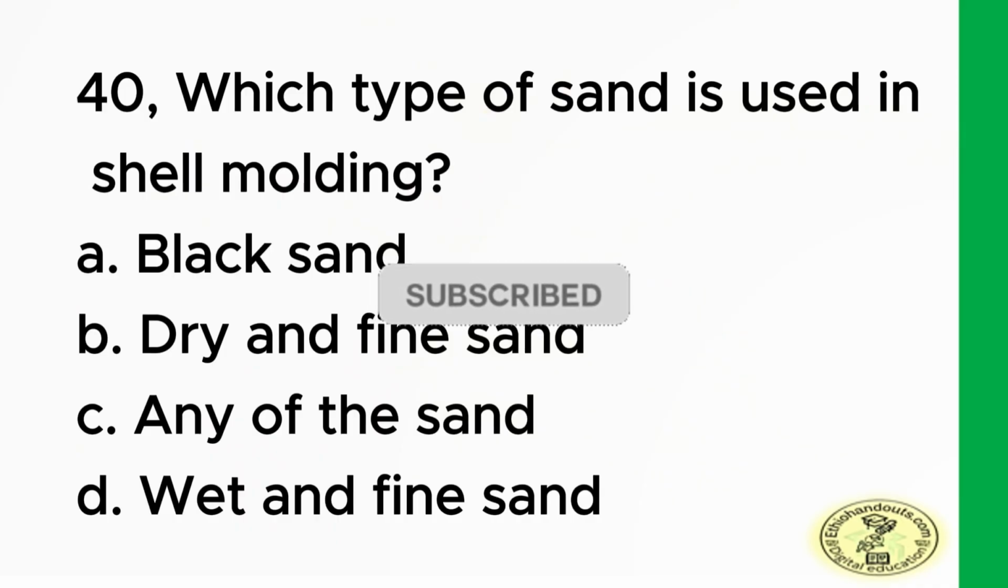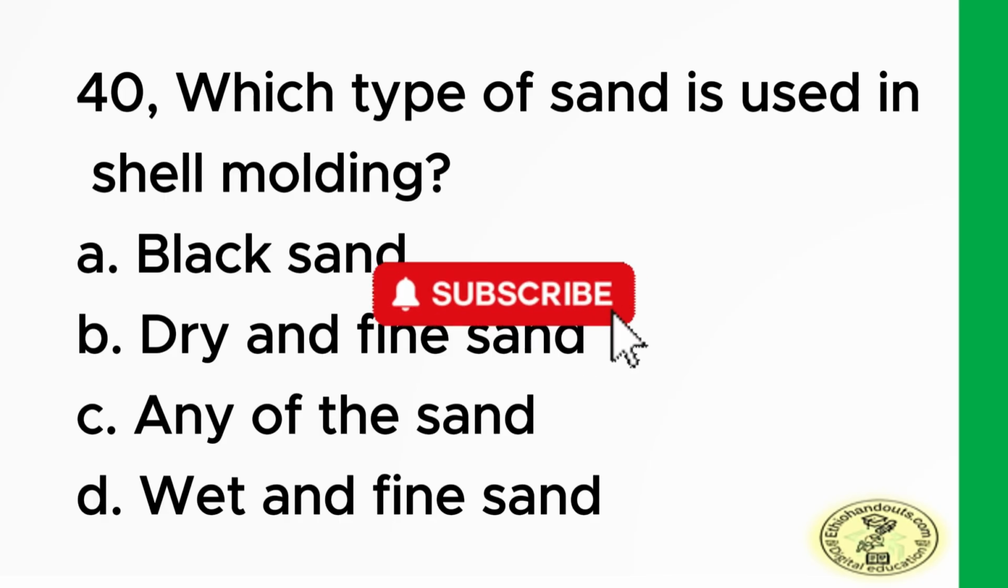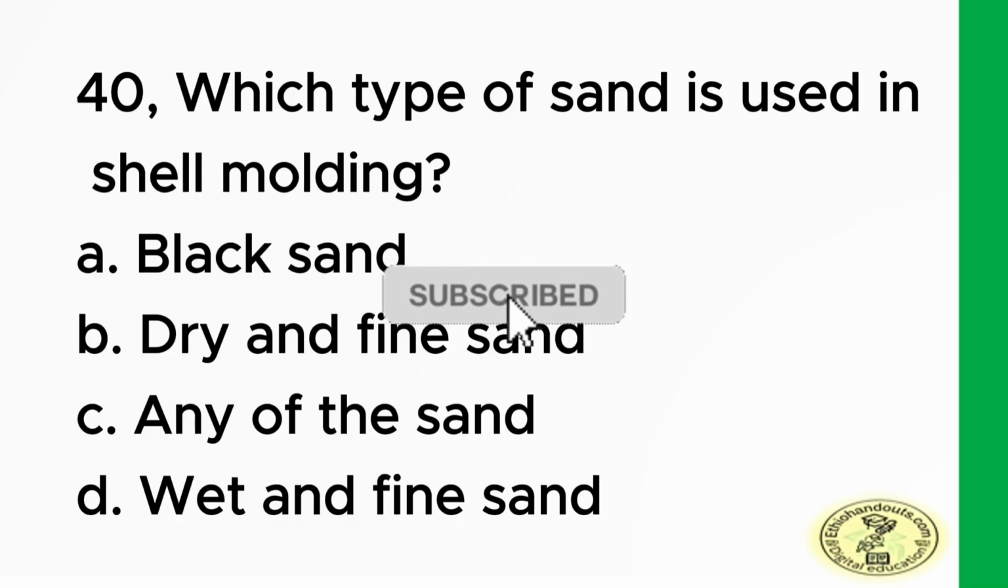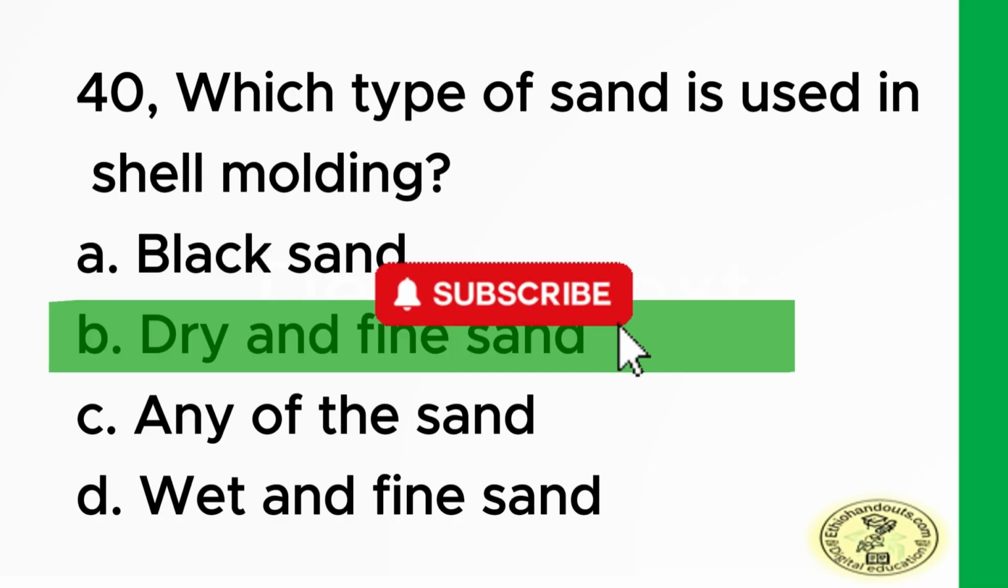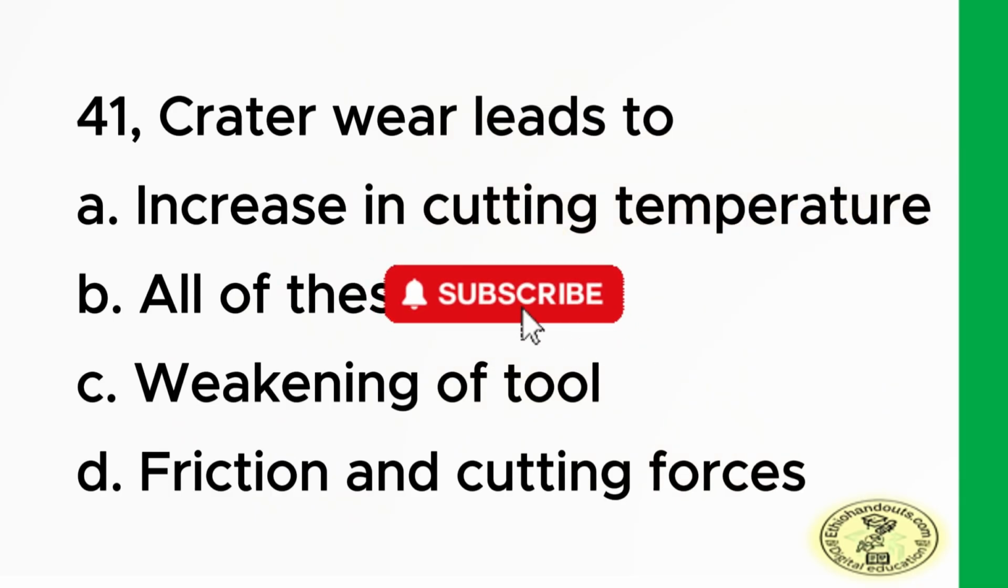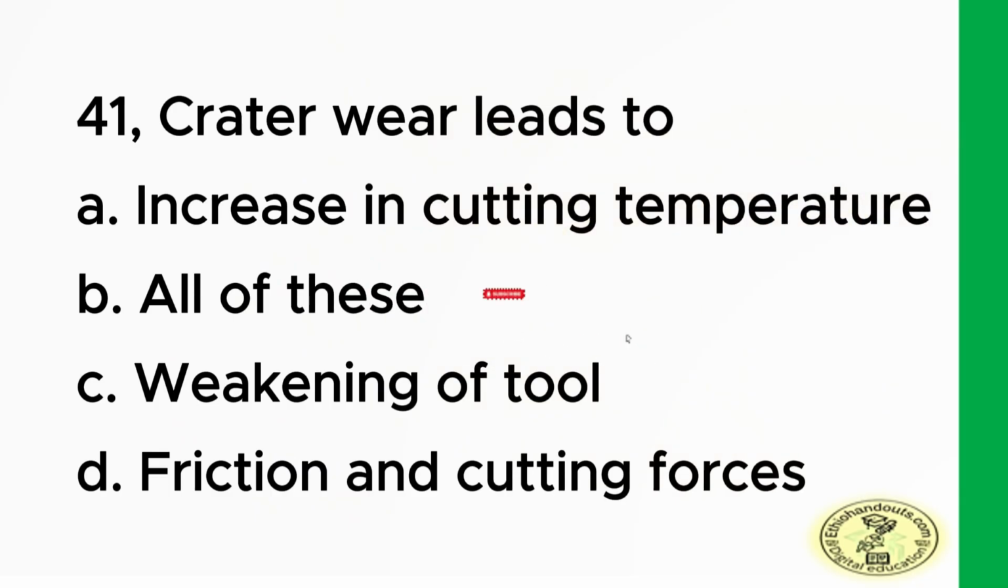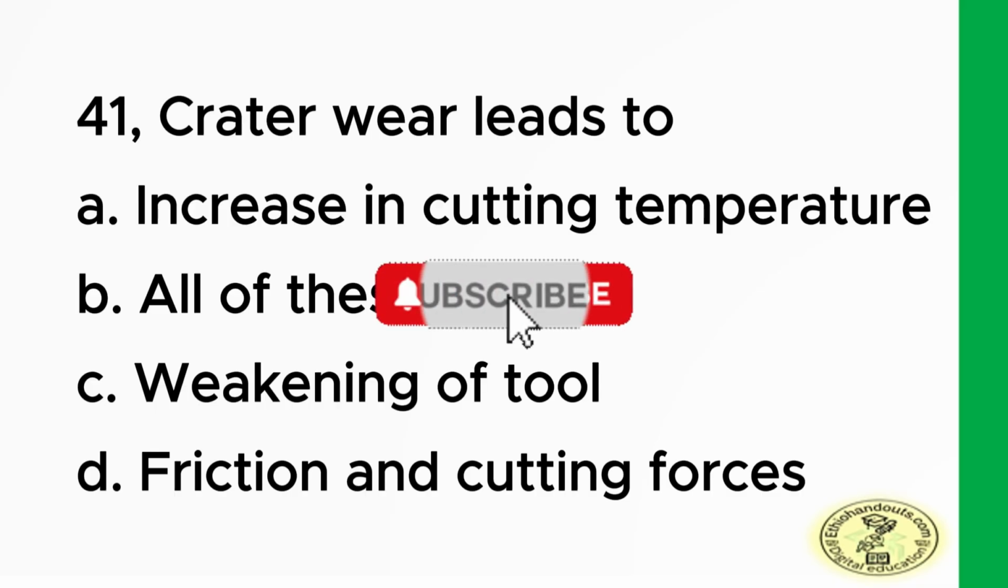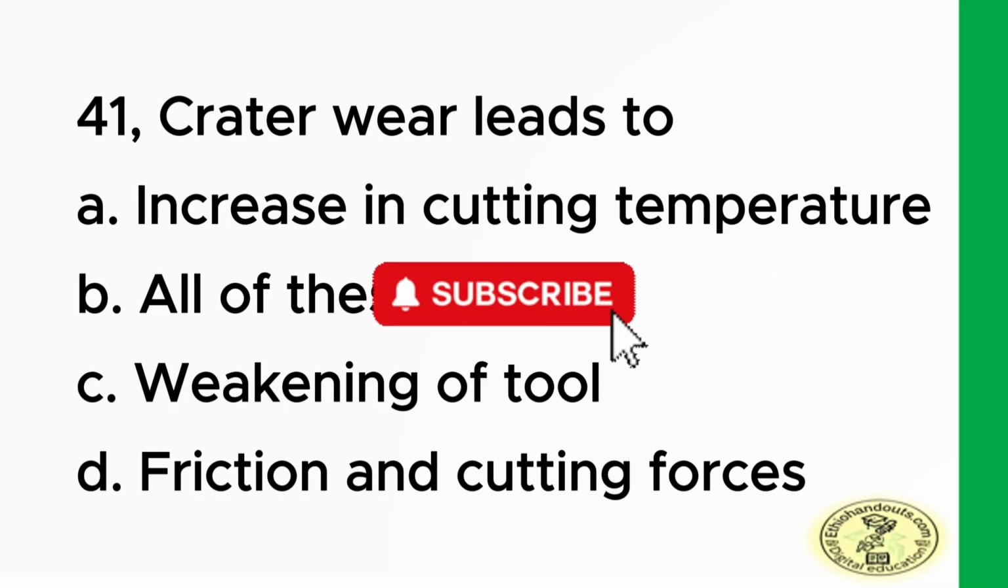40. Which type of sand is used in shell molding? A. Black sand. B. Dry and fine sand. C. Any of the sand. D. Wet and fine sand. The correct answer is B. Dry and fine sand. 41. Crater wear leads to A. Increase in cutting temperature. B. All of these. C. Weakening of tool. D. Friction in cutting forces.